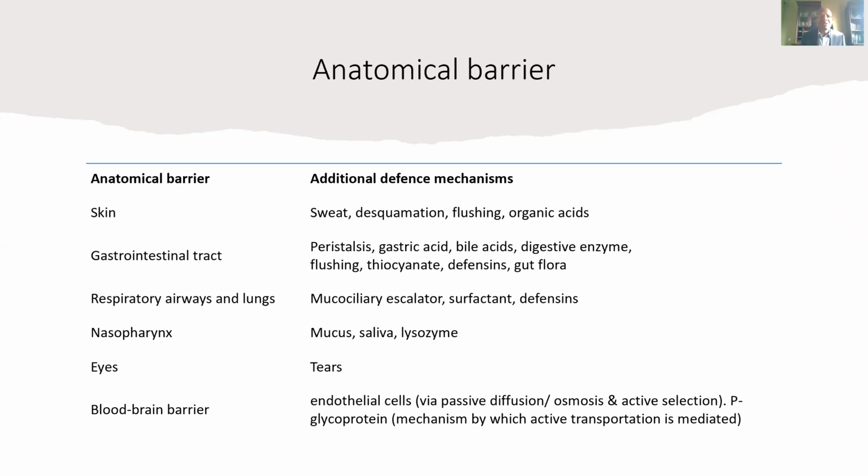Within the GIT, the peristaltic movement is the reason it occurs the way it does, from inside to outside. The GIT acid pH, the bile acids, the enzymes, and all the chemicals there, including defensins, are important, including some of the bacteria which inhabit the GIT, which have a role to play in ensuring that those barriers are not broken.